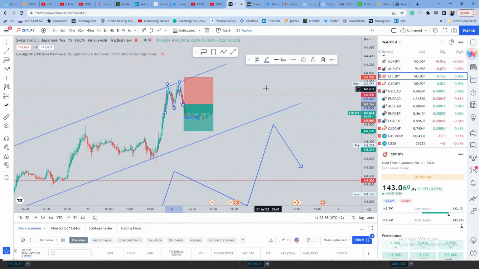Now this is another key point. This is a psychological level here. It will react here, come up here and react, maybe come up here and react, then come down, then bounce up again or whatever. So that's how it is for that one.